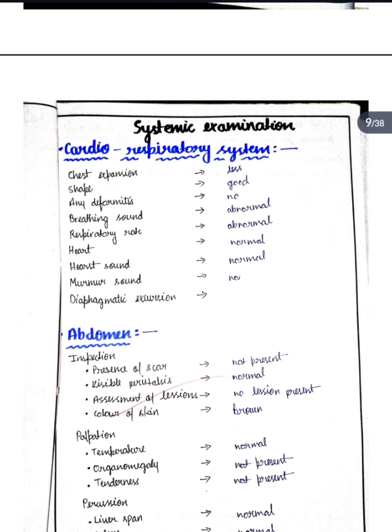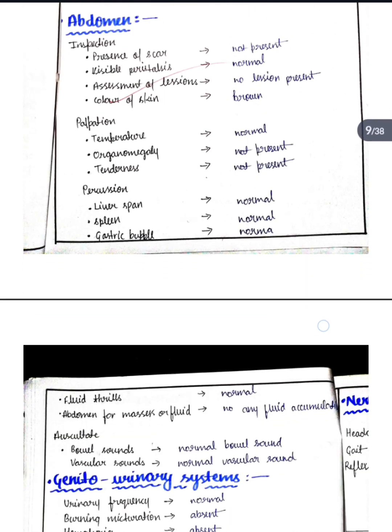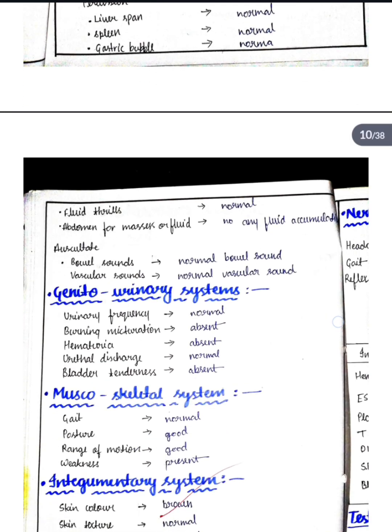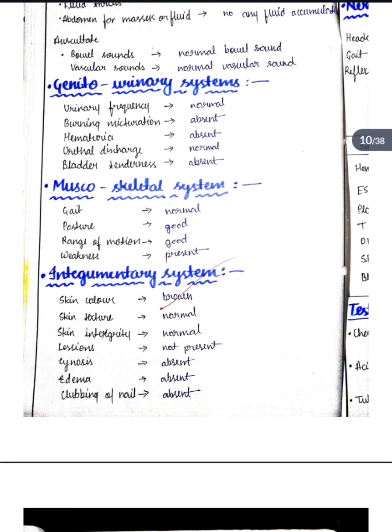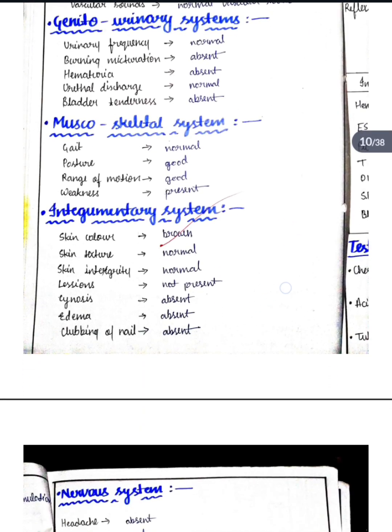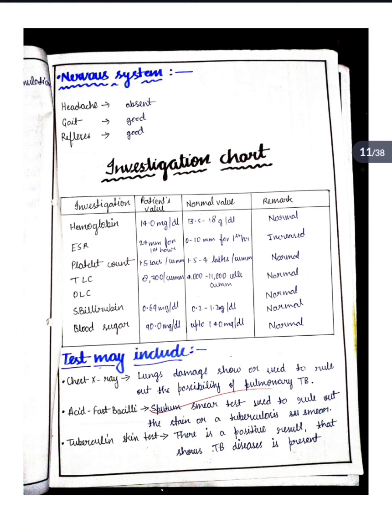Then you should move to the systemic examination, like cardiovascular system, abdomen. You should do inspection, palpation, percussion, everything, to find out whether any abnormality is present or not. Like I have done, if something is normal, you should write normal. If there is an abnormality, you should surely mention that. In the genitourinary system, remember, if your patient is female, you should also write the menstrual cycle, normal and abnormality days.